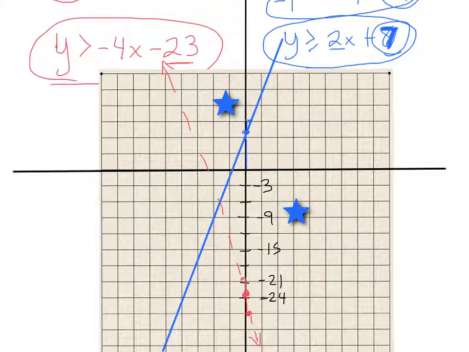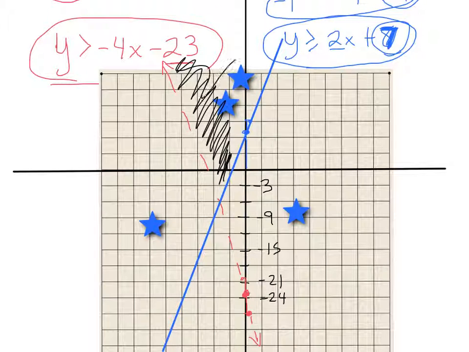Now let's take the blue line. Here's the blue line. Do I shade above or below it? This greater than symbol tells me above, so I'm going to put a star there and a star there. Now it's clear which one ended up getting shaded twice. Which one was it? Yeah, the top section.